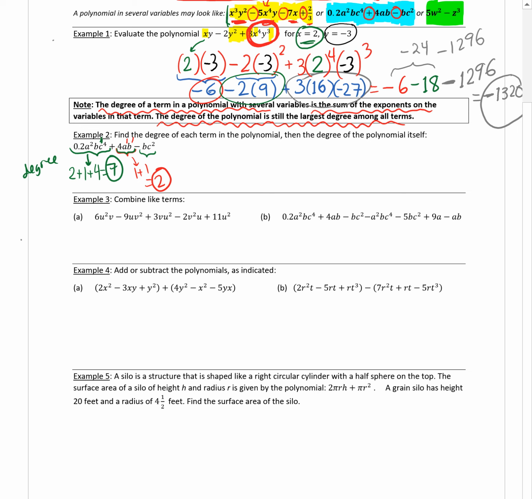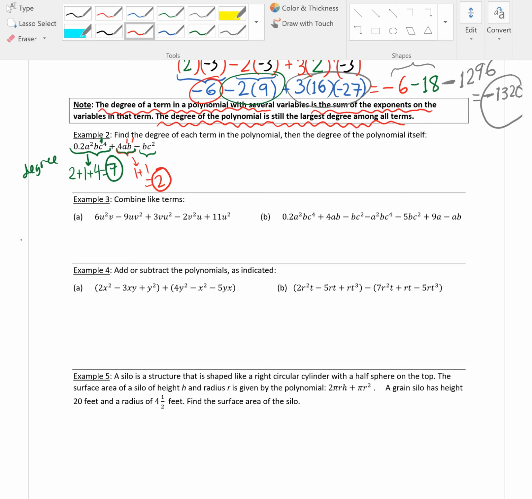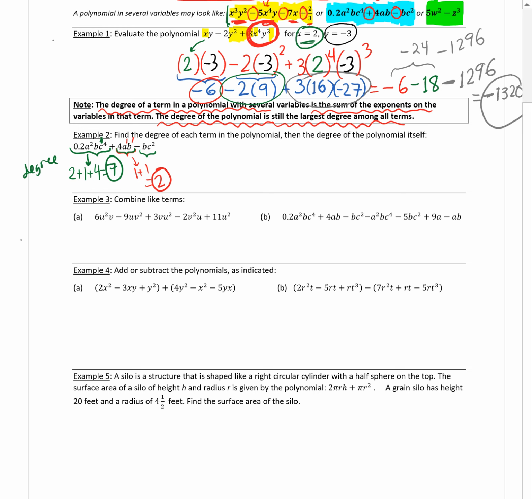Alright, so the first term's degree is 7, the second term's degree is 2. The last guy, let's see. b is the variable. It has an invisible exponent of 1, plus you add the exponent on c, which is 2. That must be the degree of that third term, 3.